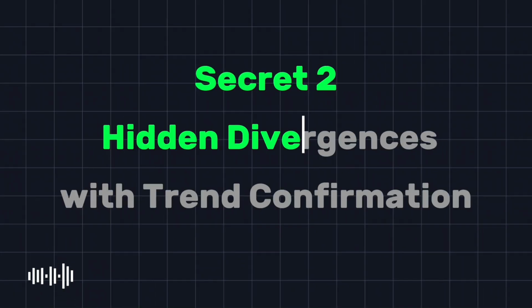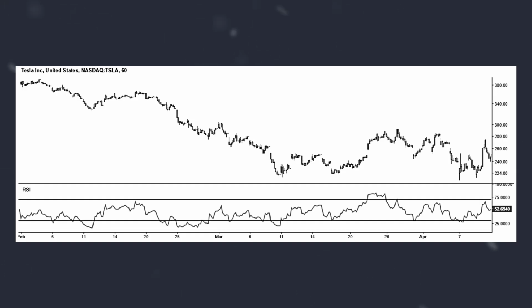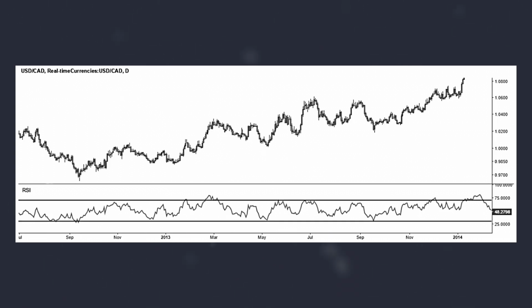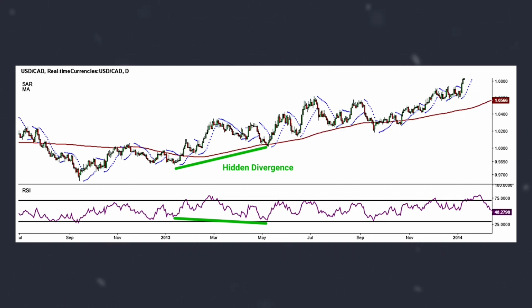Secret 2: Hidden divergences with trend confirmation. Most traders focus only on regular divergences. But hidden divergences are where the real edge is. They signal trend continuation, not reversal, and that's a huge opportunity most traders miss. When combined with a simple moving average or parabolic SAR, hidden divergences become ultra-reliable.